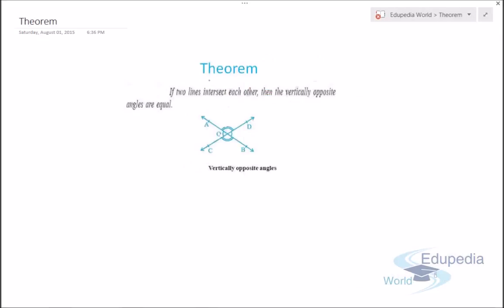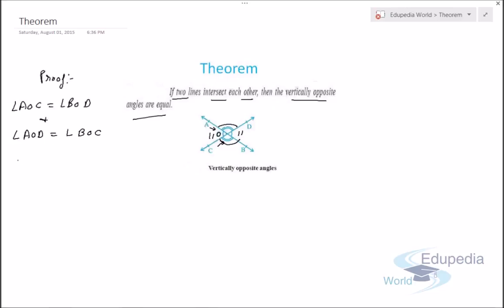Now the theorem says that if two lines intersect each other, then the vertically opposite angles are equal. Means if two lines, like lines AB and CD, intersect at point O, then this angle equals this angle and this angle equals this angle. So we need to prove this. Let's start with the proof of the theorem. We need to prove that angle AOC equals angle BOD and angle AOD equals angle BOC.